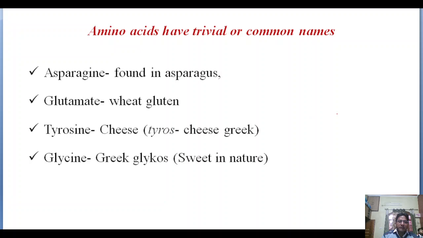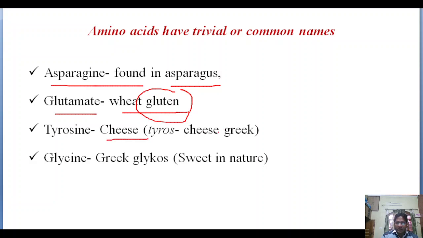Now we will see how these amino acids are named. These amino acids are named based on the source of their identification. Like asparagine, that was identified first in asparagus, thus it is named asparagine. Glutamate was identified first from wheat gluten, so it is named glutamate. Tyrosine was first identified from cheese, and cheese in Greek is called tyros, so it is named tyrosine.